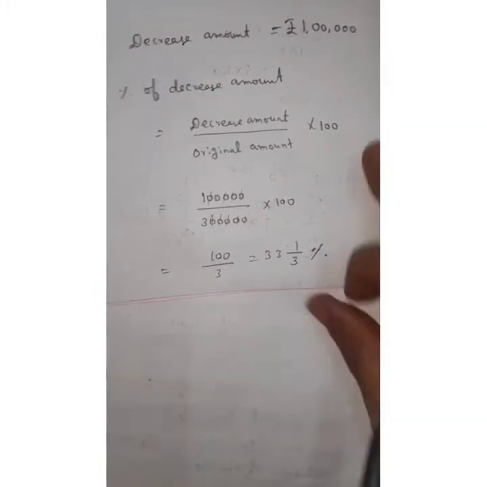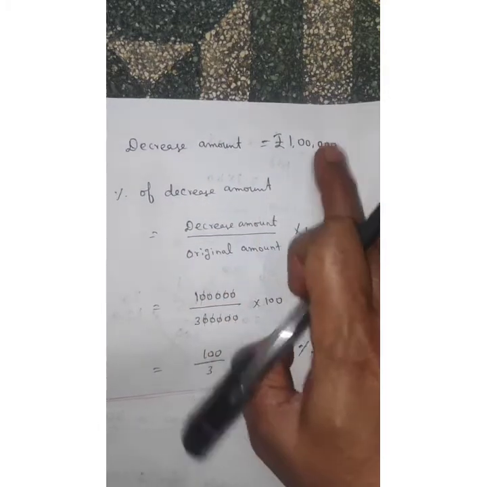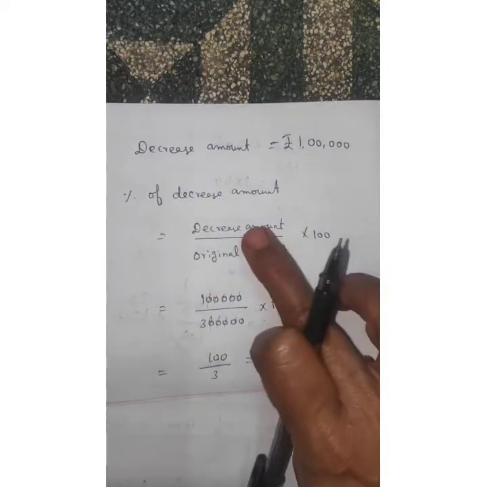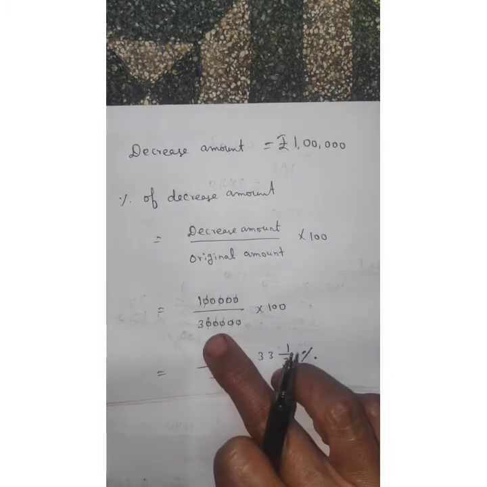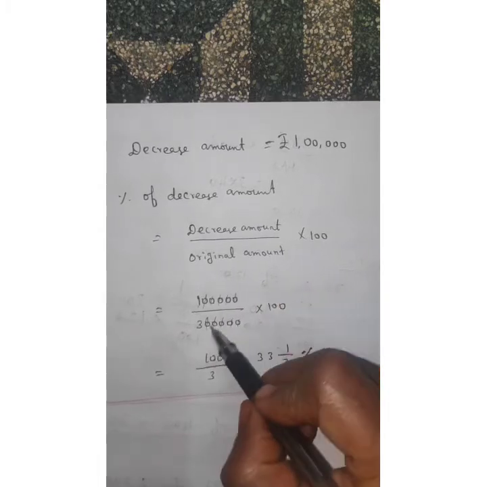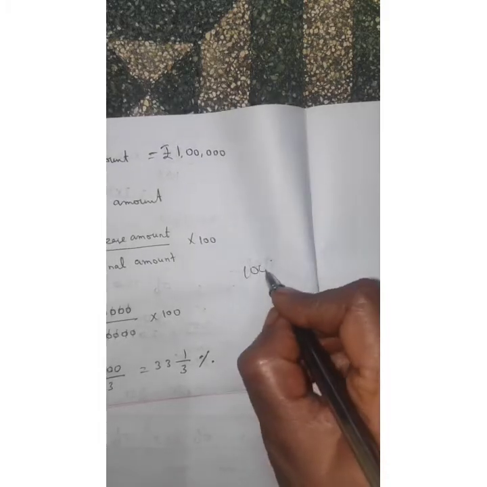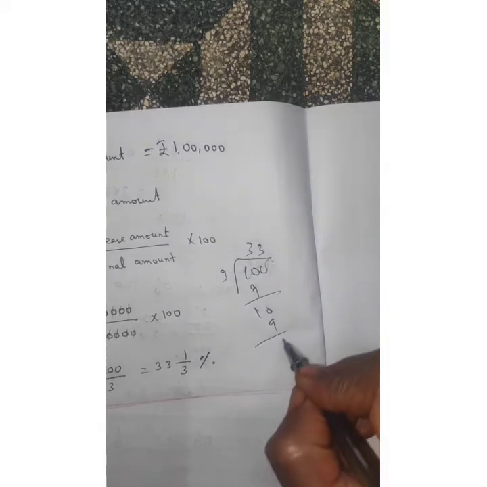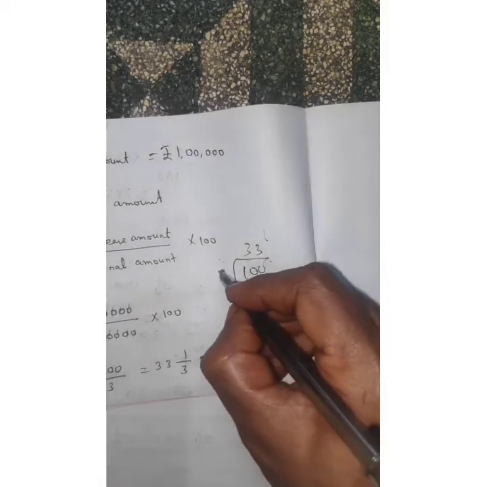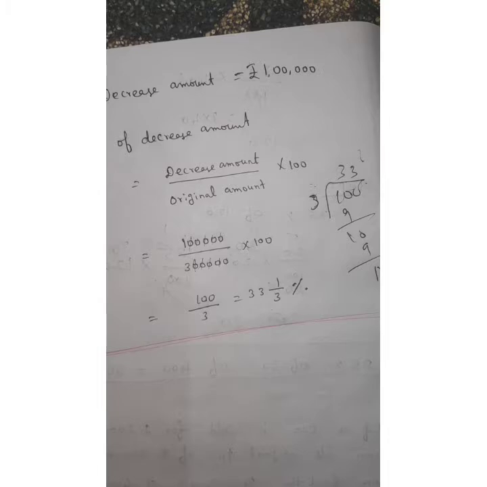Now find the percentage. Decrease amount equal to 1 lakh. Therefore percentage of the decrease equals decrease amount divided by original amount into 100. Decrease amount equal to 1 lakh, original amount meaning the car price is 3 lakhs, into 100. Cancel that one, here 5 zeros, there 5 zeros. First strike out, 100 by 3. Divide 100 by 3: 3 3s are 9, 10, 3 3s are 9, remaining 1. Answer equal to 33 1 by 3 percentage is the answer.